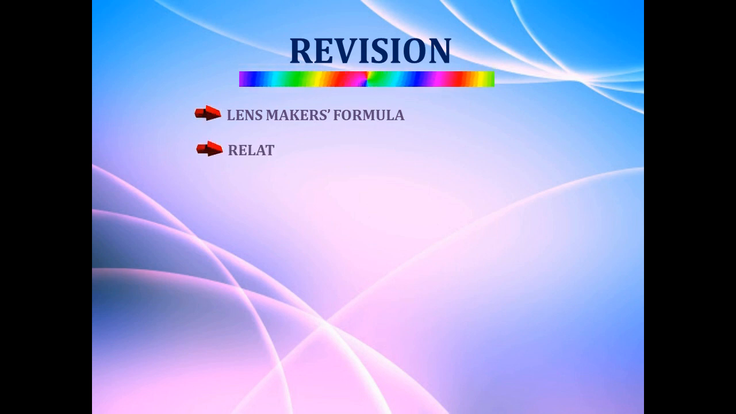r2. Further, we had discussed about a relationship between u, v and f of a lens, which is 1 by f is equal to 1 by v minus 1 by u. Let's discuss about the linear magnification produced by the lens. So, in case of mirrors, we had already got one expression for the linear magnification, that is h dash by h is equal to minus v by u.